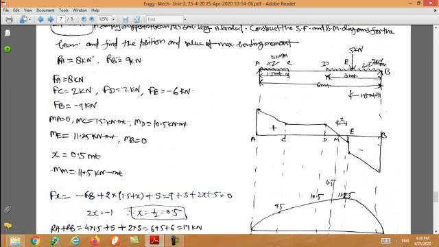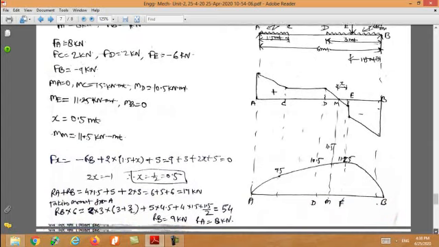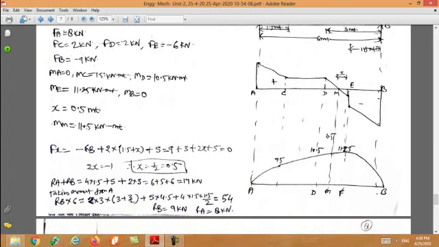So first find this value of x. How can we calculate the x? By the same process, Fx is equal to 0, so x is equal to 0.5. It means the distance from M to E is 0.5, where the shear force changes sign. So you can calculate the maximum value at distance 0.5.